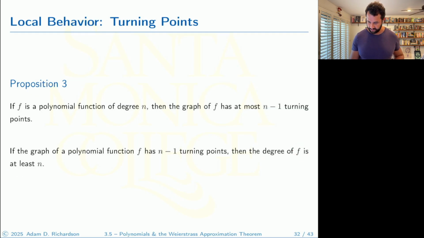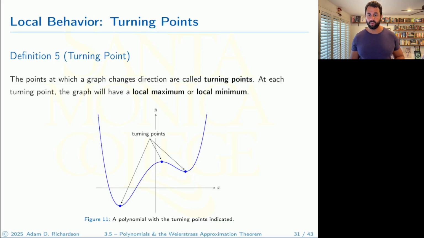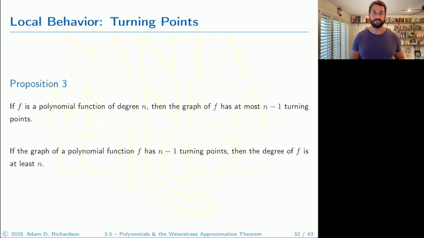At least n. So let me go back to this example here. When I look at this graph, I can see 1, 2, 3. So there are 3 turning points, which means the degree of this polynomial is at least 4. One more, right? So there's 3 here. That means the degree has to be at least 4. It could be more. It could be 6 or 8 or 20 or 22, but it has to be at least 4. That's what these two propositions say.